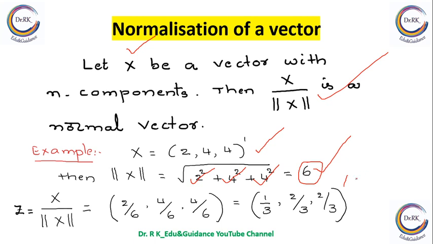Now if you want, you can verify what is the length of this vector. If you find, 1 by 3 whole square is 1 by 9, plus 2 by 3 whole square, that is 4 by 9, plus 2 by 3 whole square, that is 4 by 9. So 4 plus 4 is 8, 8 plus 1 is 9, 9 by 9 is 1. So once you normalize, the length of the vector becomes 1, right.